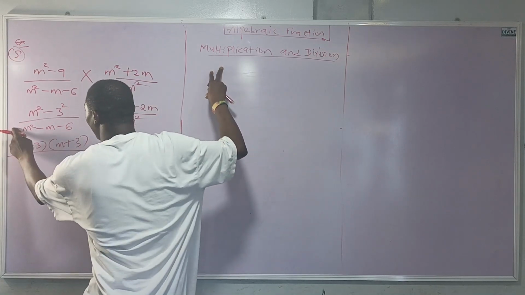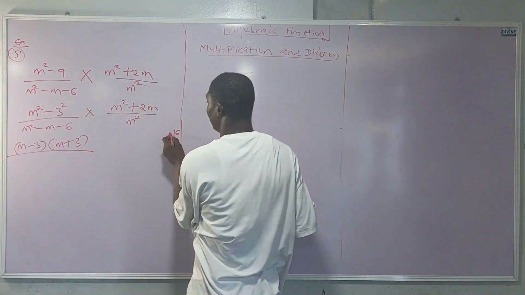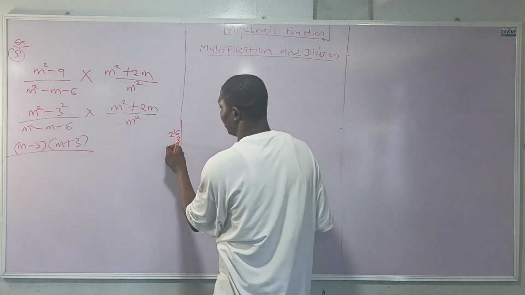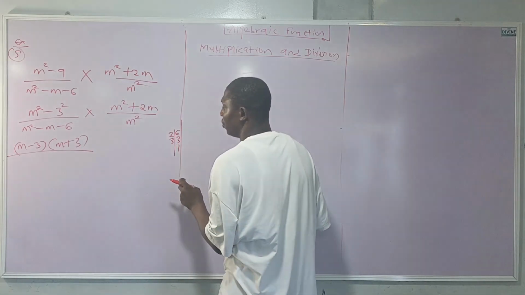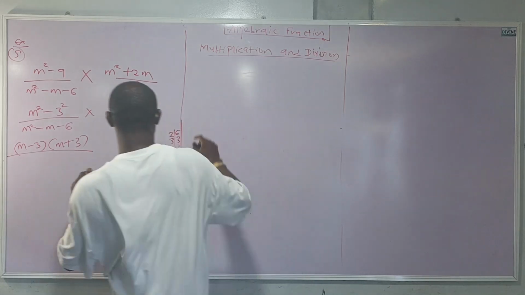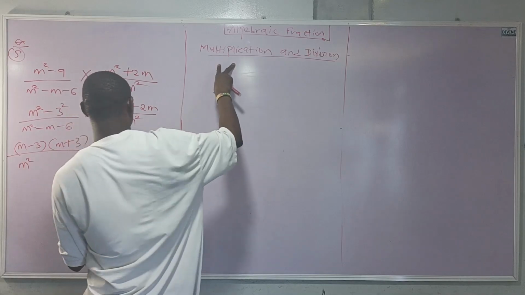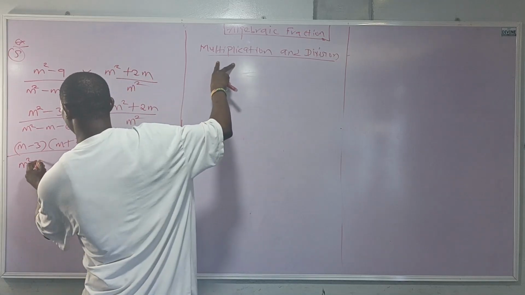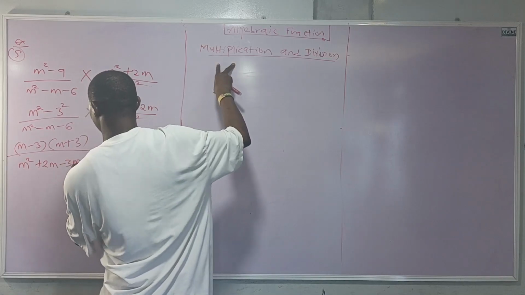6 times invisible 1 is 6. I'll go for long division for 6. 2 into 6 gives me 3, and 3 into 6 gives me 1. So I'm using 2 and 3, not 6 and 1. Take notes. So if I'm using 2 and 3, I'll have my m squared plus 2m minus 3m minus 6.